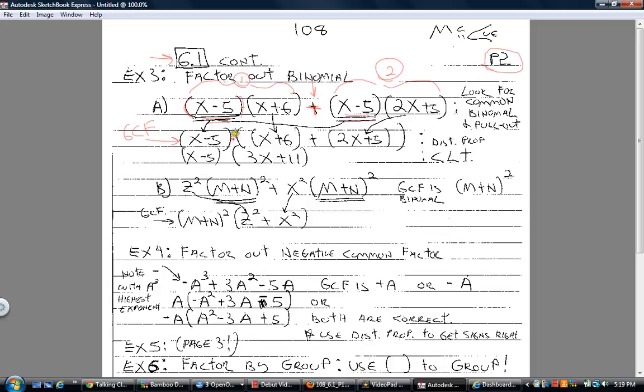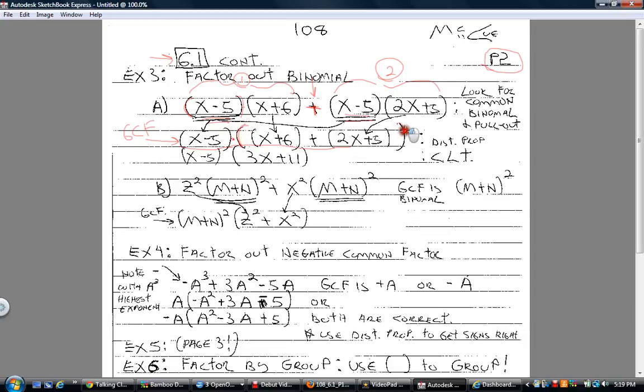And once you've done that, then you ask yourself, what are you left with? x minus 5 times what produces the first term? Answer: the other set of parentheses, or binomial, x plus 6. Over here, you have to take x minus 5 and multiply by what to achieve the second term? Answer is the second parentheses, so 2x plus 5. Okay, so that's what you're doing there.